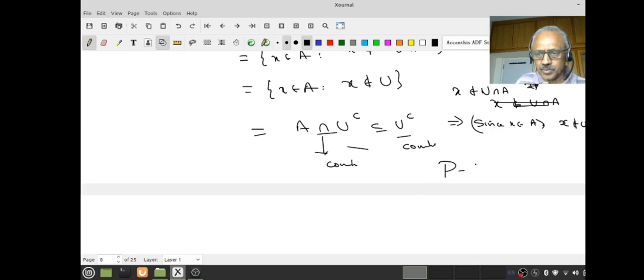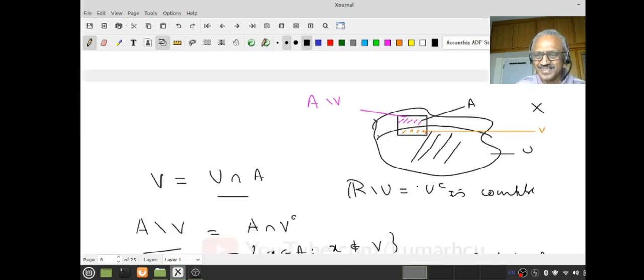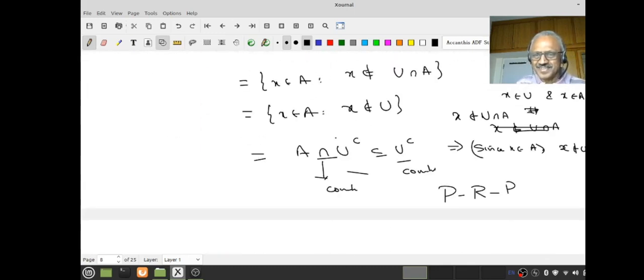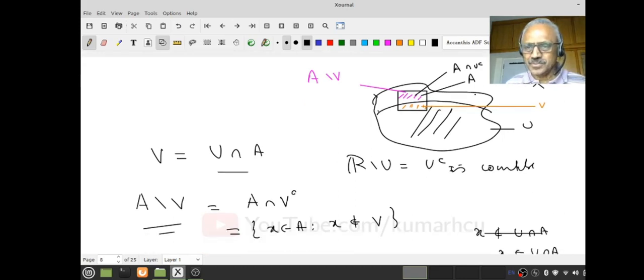Okay, please go through this proof. This kind of rigorous set theory usually is not done. Either you look at the picture. This picture already showed that. You see that? A minus U, where it is contained then. It is contained in A minus U. From A, remove U. That's what we saw. Look at U complement intersect A. This is the same as A intersection U complement. So we have seen that.